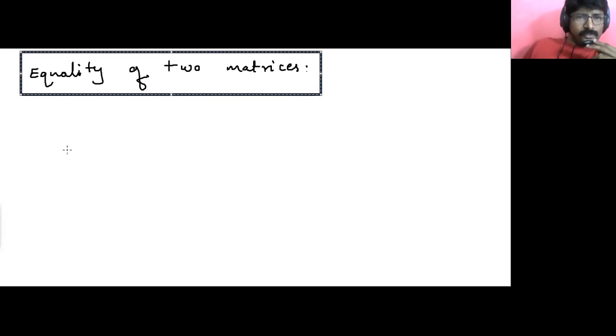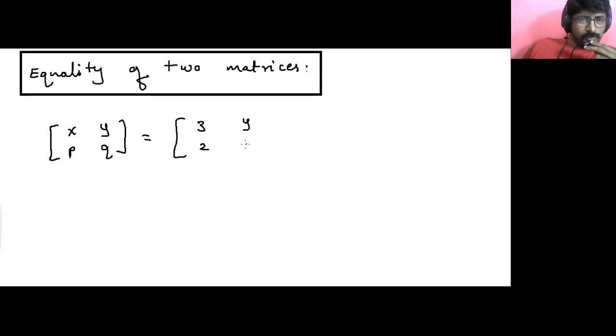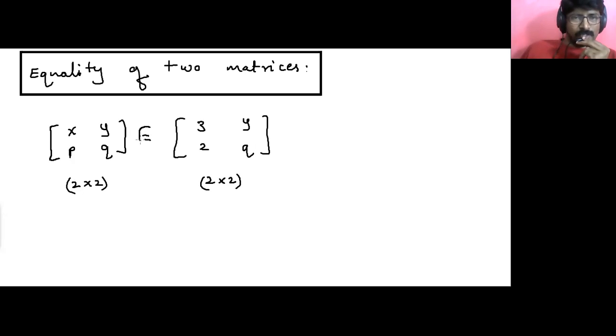Look at this. If there are two matrices given like this, x, y, p, and q. I've just taken randomly one square matrix, and this is written as, let's say, 3, y, and 2, and let's say 2 and q. Okay, 2 and q, just randomly. So what will be the value of x? Now look at this. This is a 2 by 2 order matrix, and this is also a 2 by 2 order matrix, isn't it? And now there is an equal to sign between these two matrices.